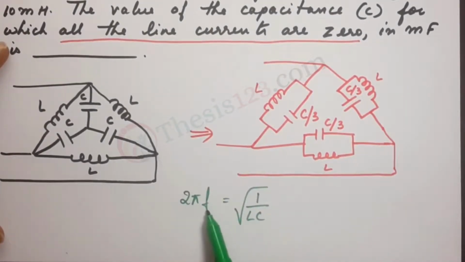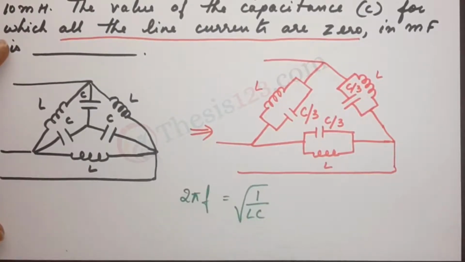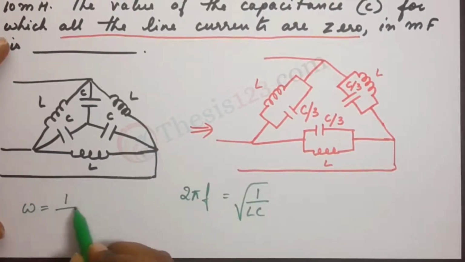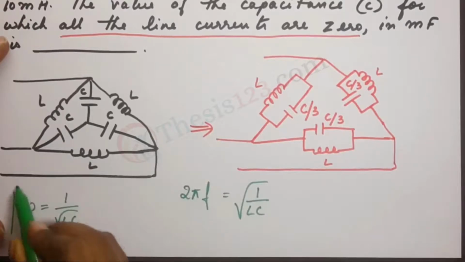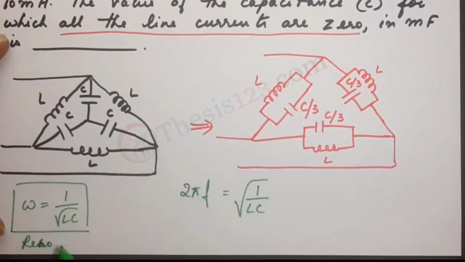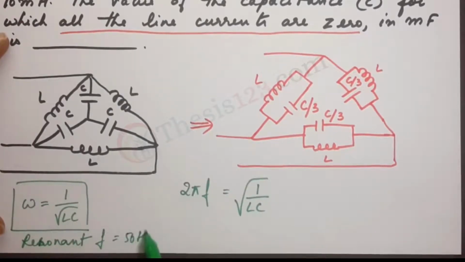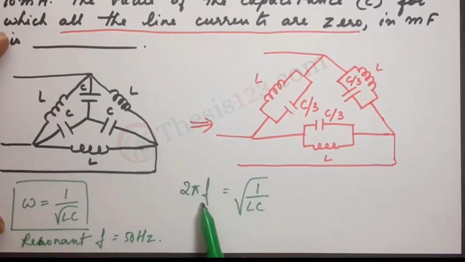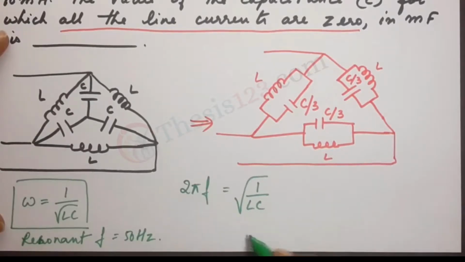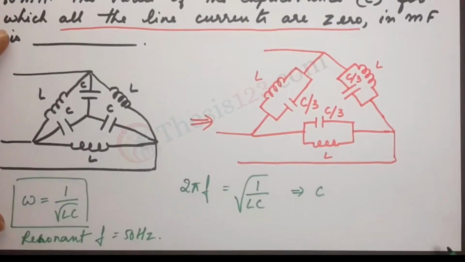We have our value of f, we have a value of L, we substitute the values and we solve for C. At times you will have to just remember certain formulas. So we have omega is equal to 1 by root LC, at resonating at f is equal to 50 Hz. So omega is 2 pi f. So 2 pi f is equal to 1 by root LC. So let's rearrange the formula to find out what the value of C is.